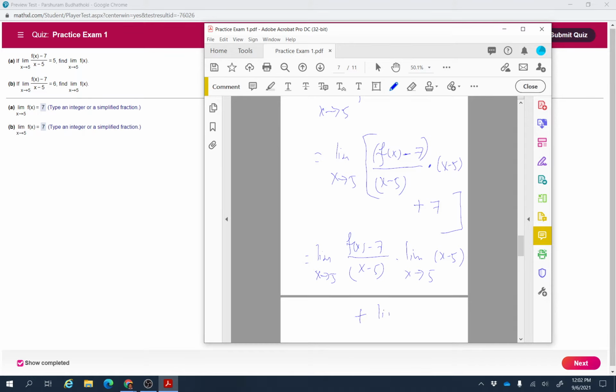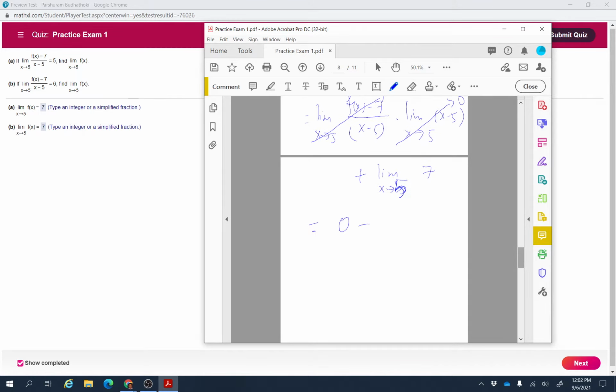So I'm not doing anything which is not allowed or not from the property. Because the limit of the first expression is 5, and the limit of x minus 5 is 0, 0 times 5 is 0. For the first part, the limit is 0. Now the second part: the limit of the constant function 7 when x approaches 5 is 7 itself. So the answer for the first part is 7. The answer for the second part you can get by doing exactly the same thing, and you are going to get the same answer.